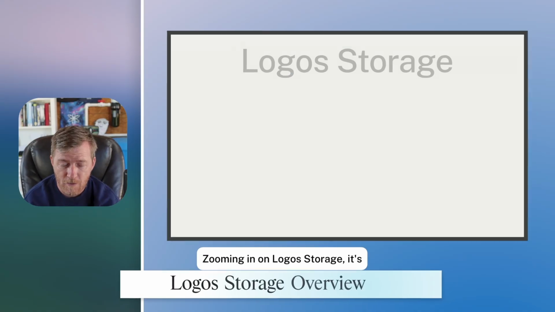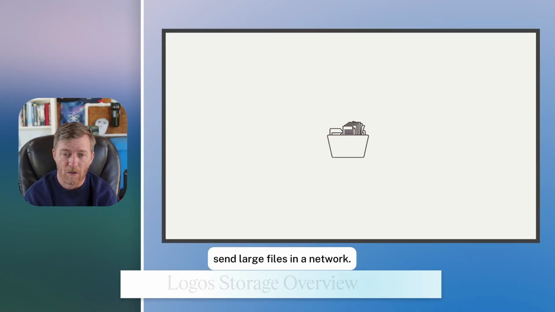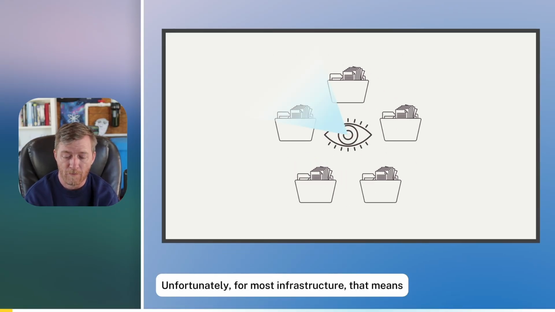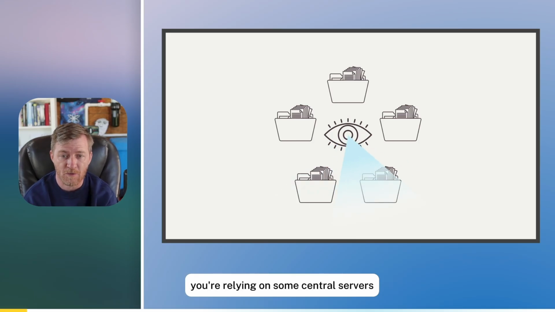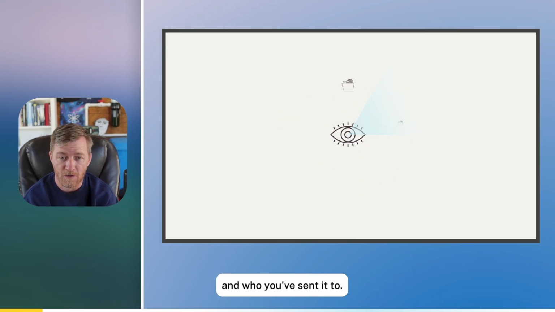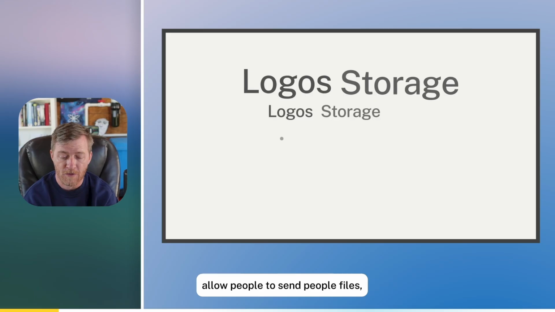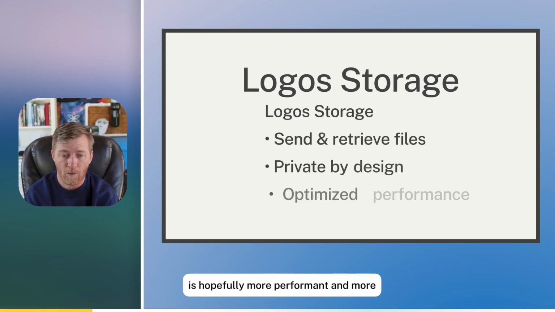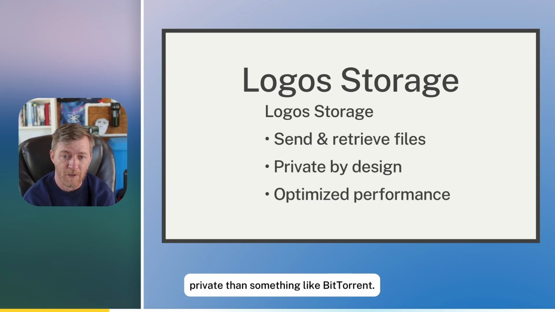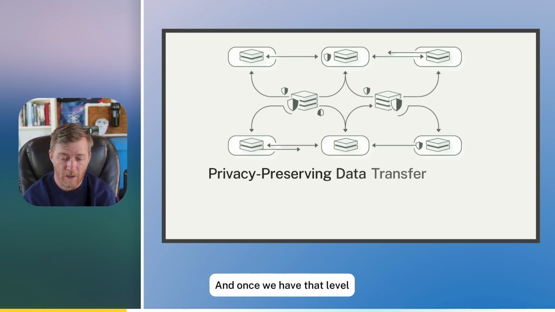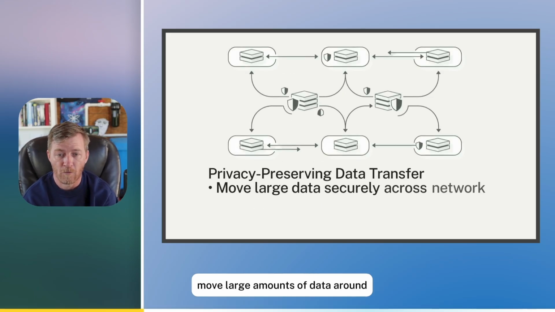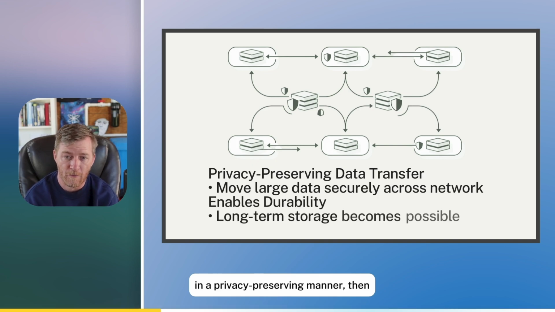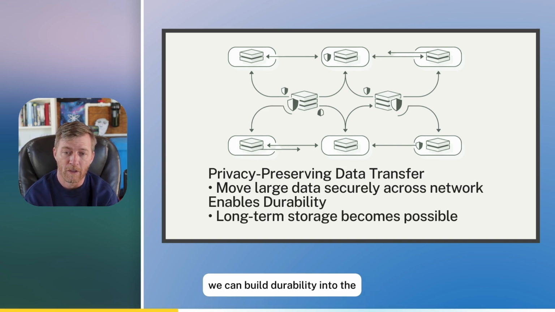Zooming in on Logos storage, it's always good to be able to send large files in a network. Unfortunately, for most infrastructure, that means you're relying on some central service to look at what you sent and who you sent it to. So we built Logos storage to allow people to send and retrieve files in a way that is hopefully more performant and more private than something like BitTorrent. And once we have that level of a primitive where we can move large amounts of data around in a privacy preserving manner, then we can build durability into the network.